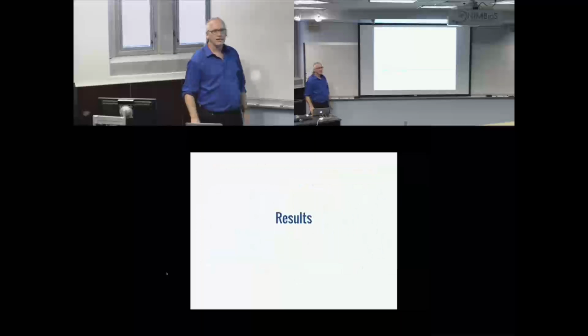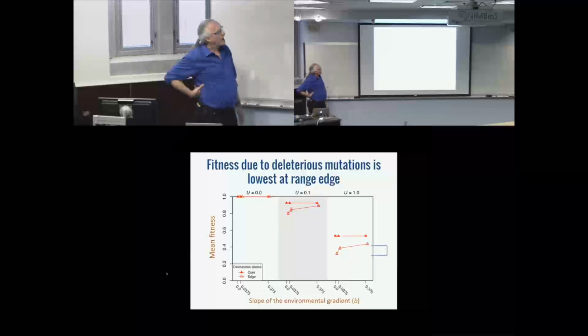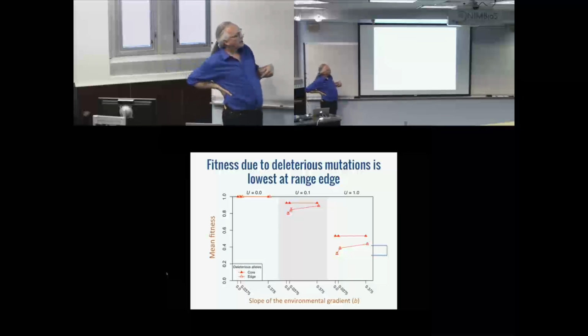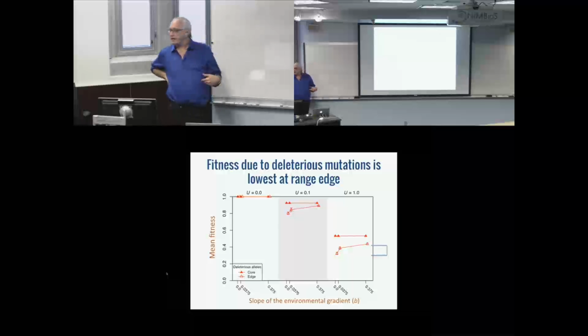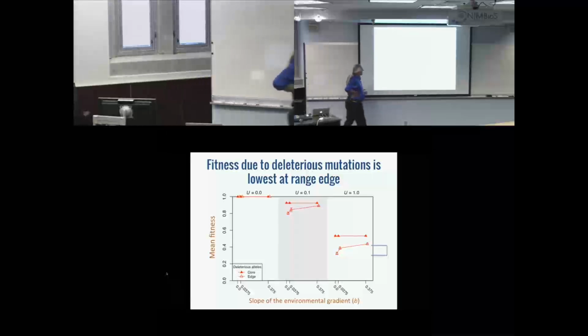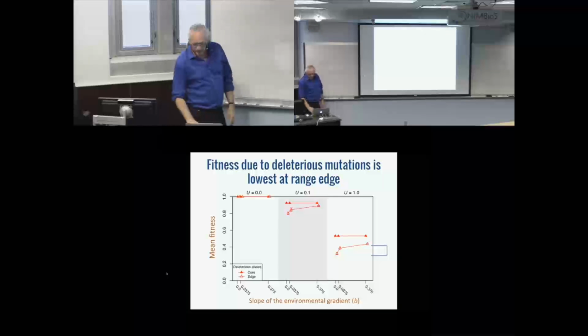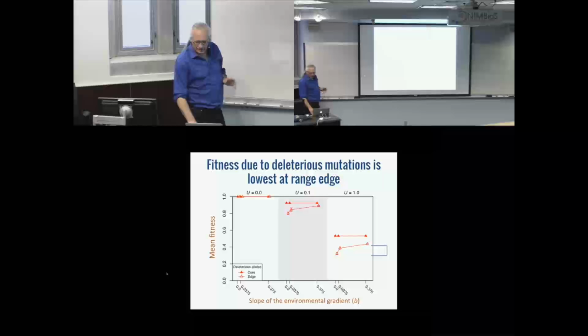Okay, so let me summarize. I know I'm supposed to stop soon, but I should probably tell you the results before I do. So we do get a reduction in fitness due to these deleterious mutations at the range edge. These graphs show what the core population is like compared to what the edge is like. So the edge, in each case, when there are deleterious mutations, is worse off than the core. I'll show you something about the line in a second.